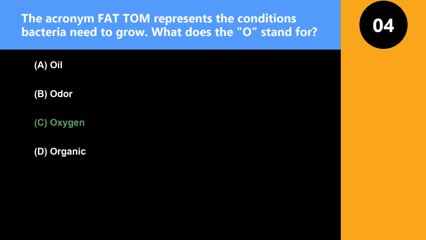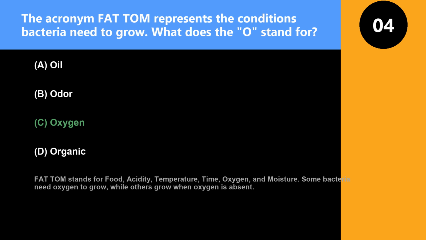Oxygen. FAT-TOM stands for food, acidity, temperature, time, oxygen, and moisture. Some bacteria need oxygen to grow, while others grow when oxygen is absent.